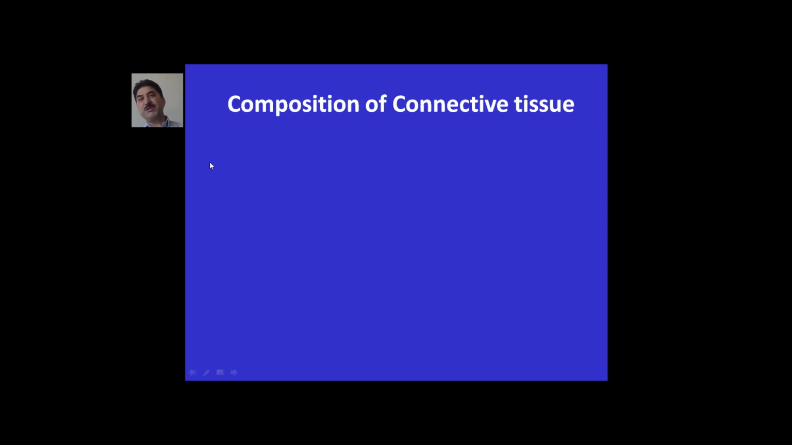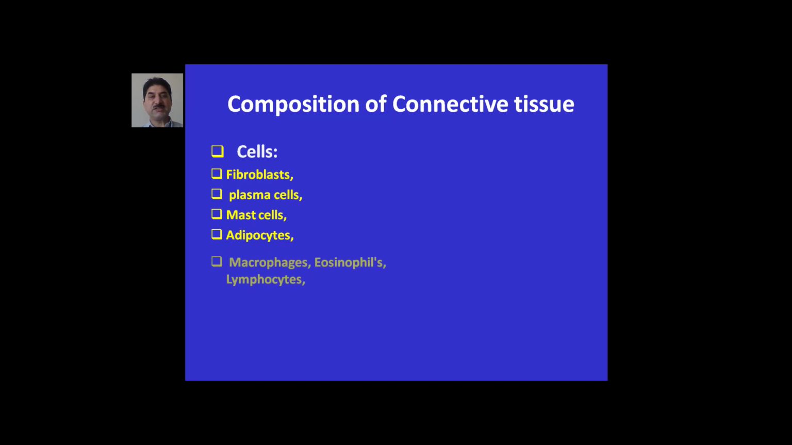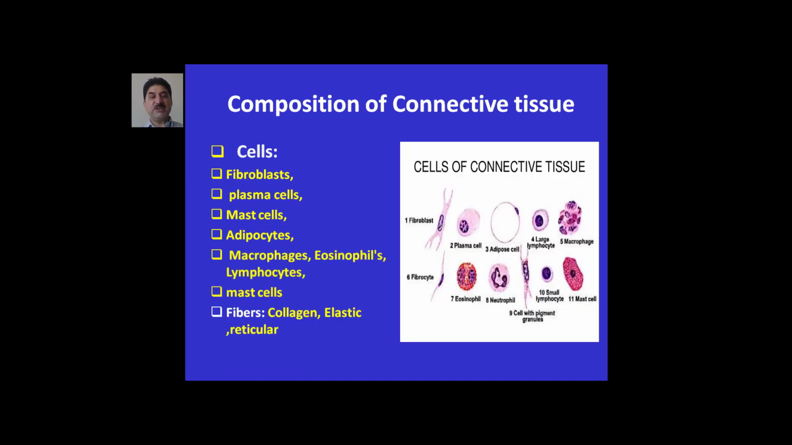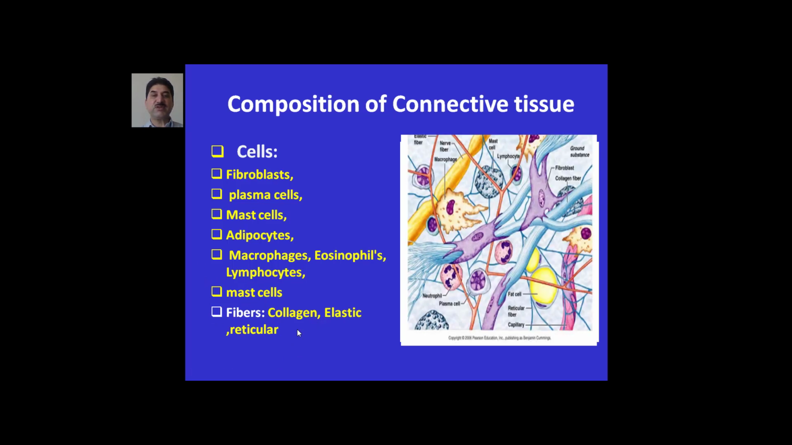What is the composition of the connective tissue? What forms the connective tissue? It is composed of cells, which include fibroblasts, plasma cells, mast cells, adipocytes, macrophages, eosinophils, and lymphocytes. In addition to the cells, there are fibers, which include collagen, elastic, and reticular fibers.